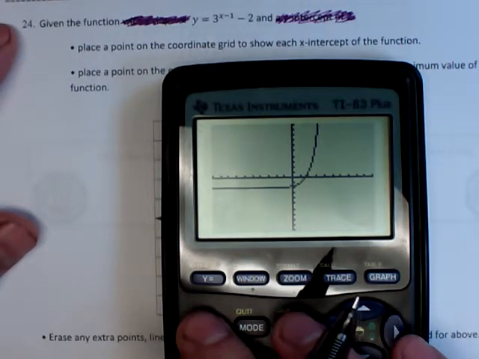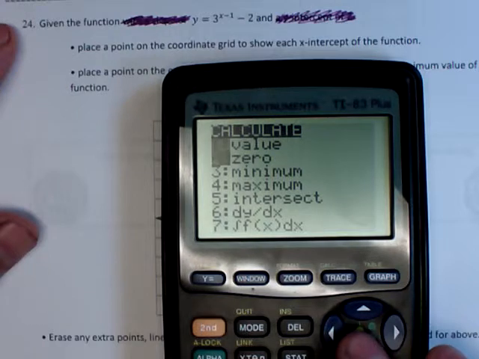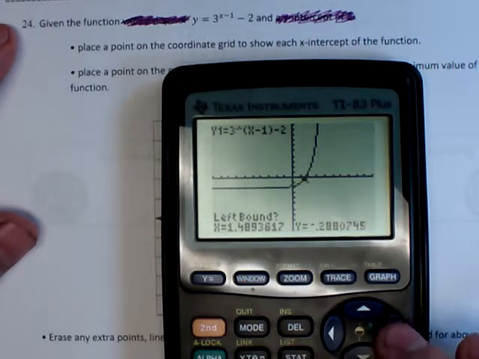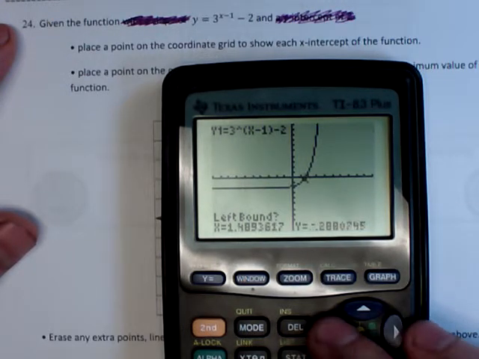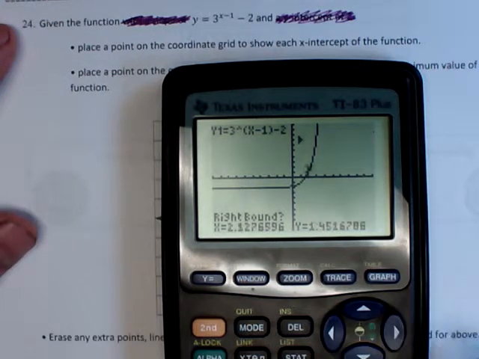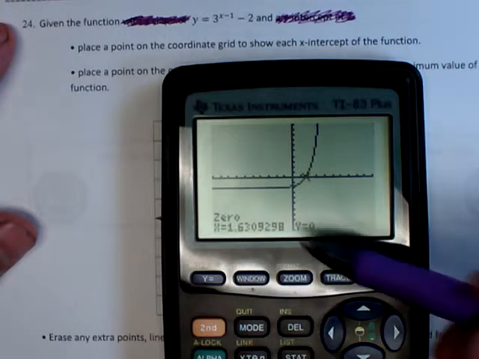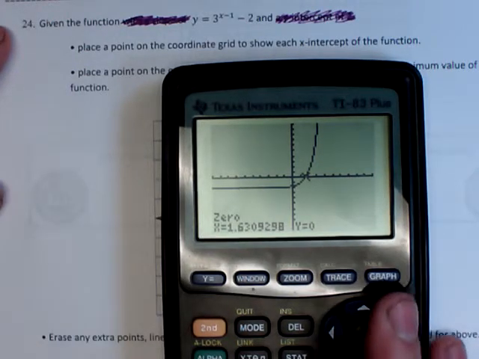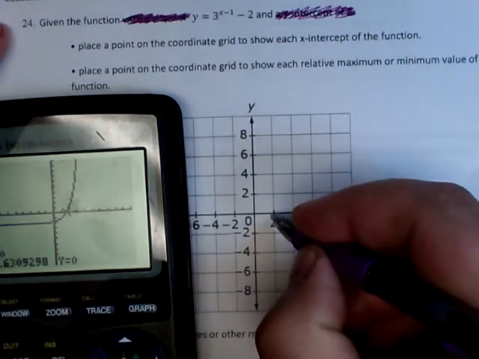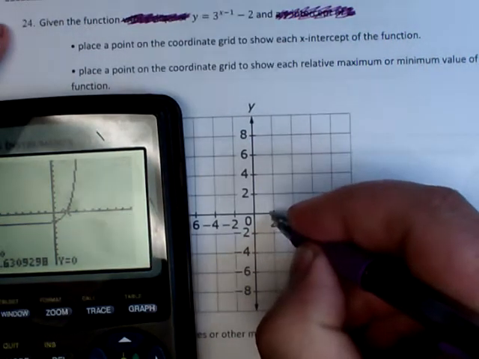But if I want to find it exactly, I would go into my calc menu and find this 0. I'm going to go for a left bound. Left, I'm going to be below. Right, I'm going to be above. And then my guess. So 1.63, basically 1 2/3. So I'm going to estimate where that is. 1 1/2, 1 2/3.